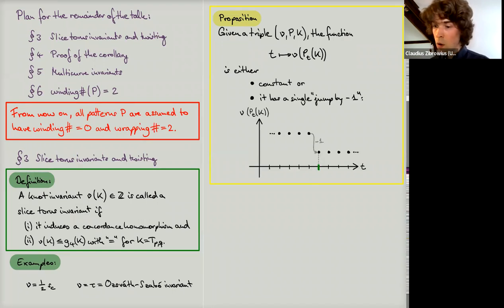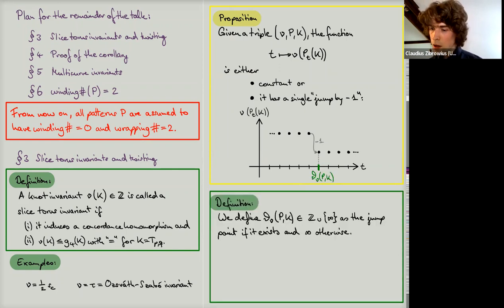There is just one interesting piece of information in there, namely it has a single jump by -1. It stays constant for a while, then it jumps down by 1, and then it is constant again. We call the point on the right-hand side of this jump the jump point, and we denote this by θ_μ^P(k), if it exists. If this function is constant, then we just set this number equal to infinity.